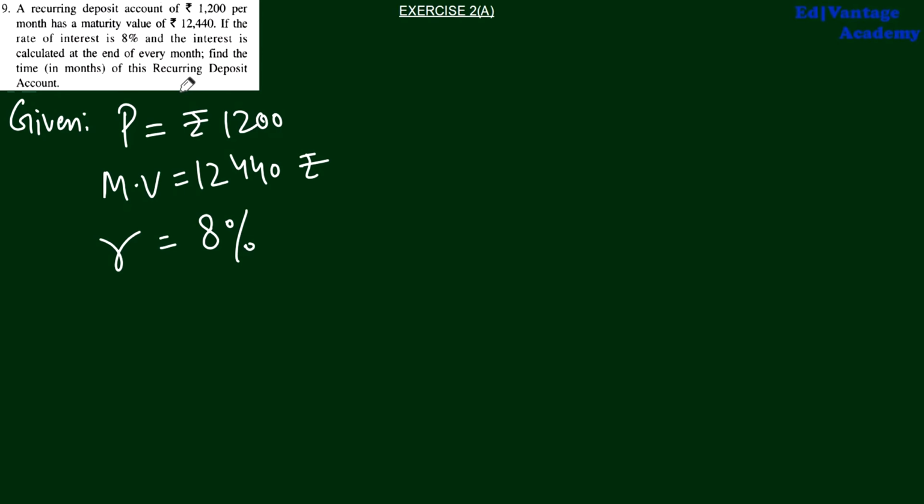The interest is calculated at the end of every month. It happens in all RDA. They calculate interest every month because every month we are depositing a new principal. Find the time. This time is unknown.